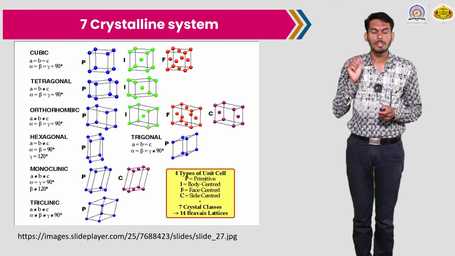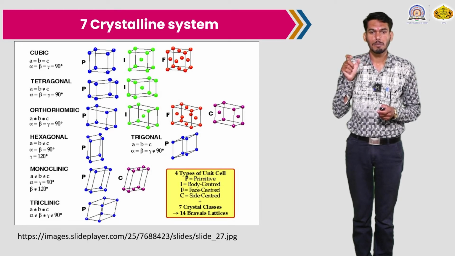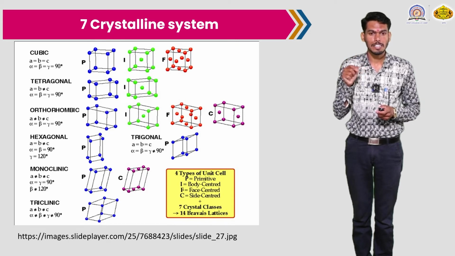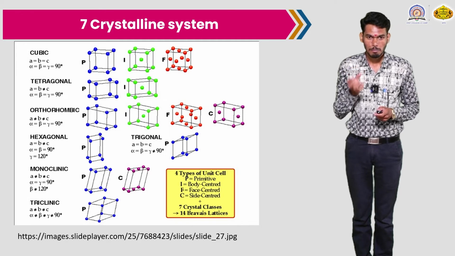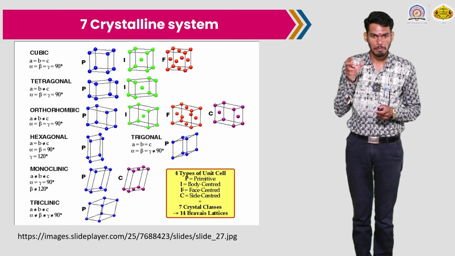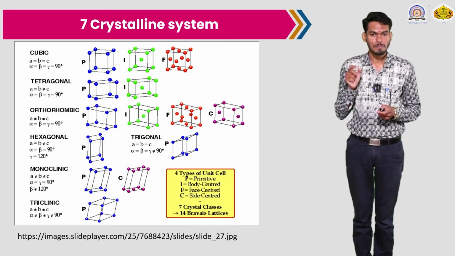In a cubic crystal, this is a primitive cell, then a body centered, then a face centered. In primitive, the 8 corners contain 8 atoms, whereas in body centered, the center position is also occupied by an atom, with 8 atoms at the corners. So there are 8 atoms at the corners and 1 atom at the body center. And in face centered, 6 atoms are at the faces, whereas 8 atoms are at the corners.